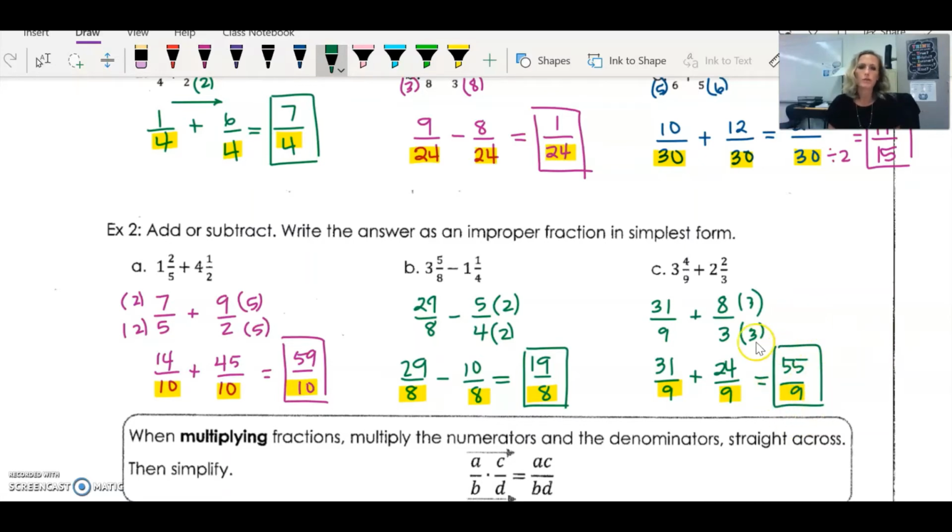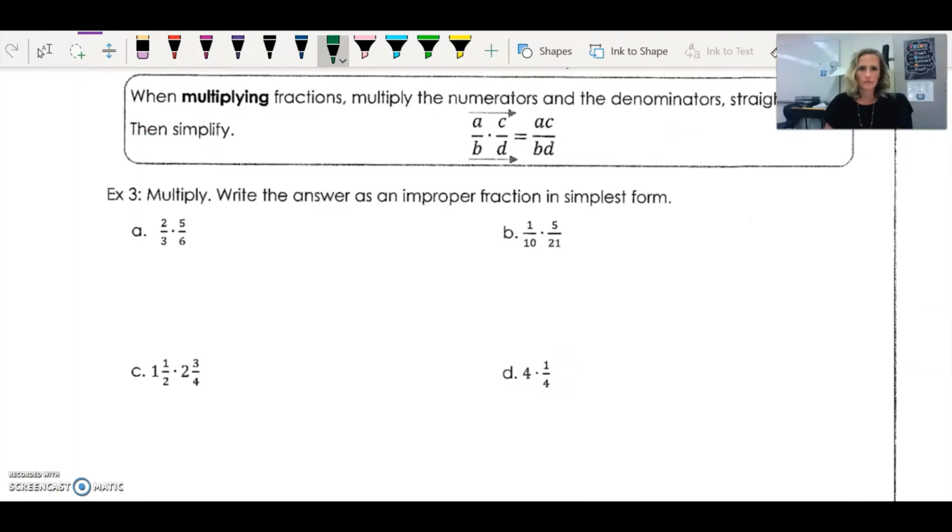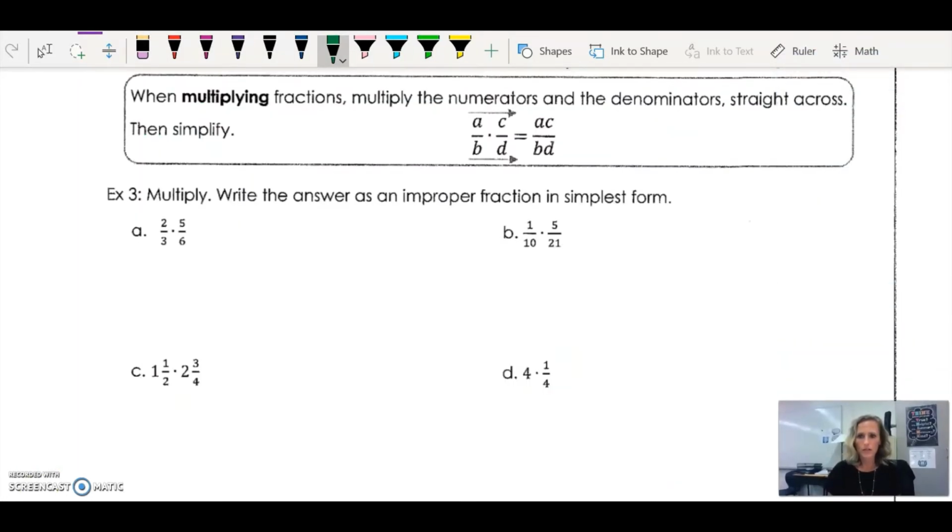Now we're ready to move on to multiplication. All right, when we're multiplying fractions, we will just multiply straight across the numerator and straight across the denominator. And then once we get those two products, we'll simplify if possible. So don't forget to simplify when you're finished. Okay? So example 3a, we'll multiply straight across to get 2 times 5, which is 10 for the numerator, and straight across the bottom 3 times 6, which is 18.